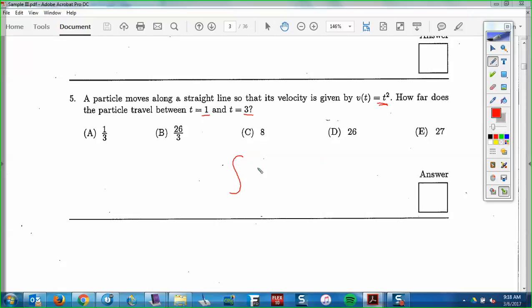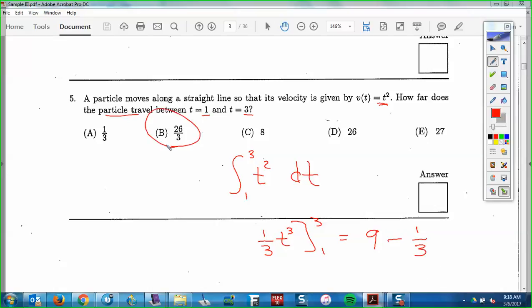So the integral of T squared from 1 to 3 is what we're looking for. The distance traveled from 1 to 3. Okay, so 1/3 T cubed, 1 to 3, put in a 3, 27/3 is 9, put in a 1, so that would be 8 2/3, which would be that one right there, right?